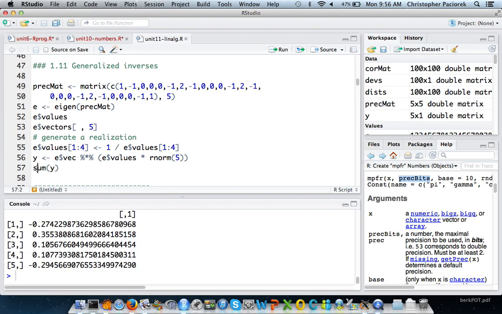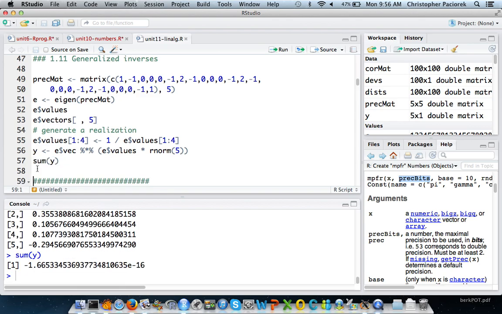But if I look at the sum of the y's, that's 0. And it's 0 because I zeroed out the eigenvalue corresponding to the eigenvector that was the constant vector. So I'm including a 0 contribution from the constant vector in my generation of my y's. And as a result, any vector of y's that I generated by this recipe would have mean 0. They would sum to 0.